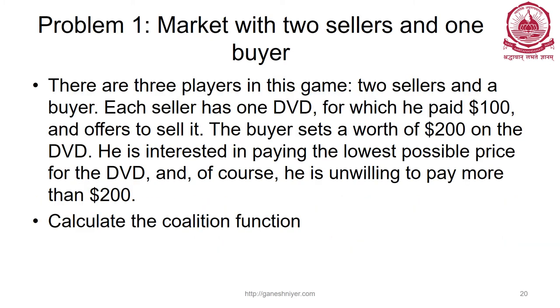Let's take a problem. Market with two sellers and one buyer. So there are two sellers, each has a DVD for which he paid $100 and offers to sell it. The buyer sets a worth of $200 on the DVD. He is interested in paying the lowest possible price, and of course he is unwilling to pay more than $200. Calculate the coalition function.